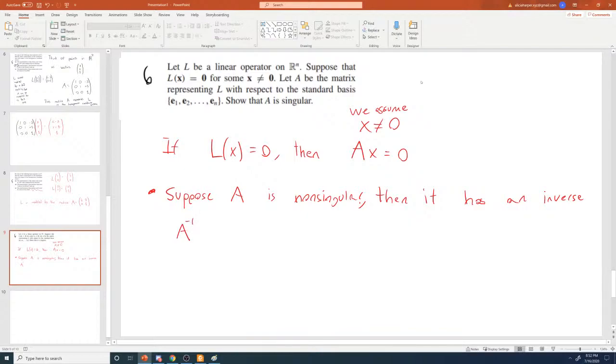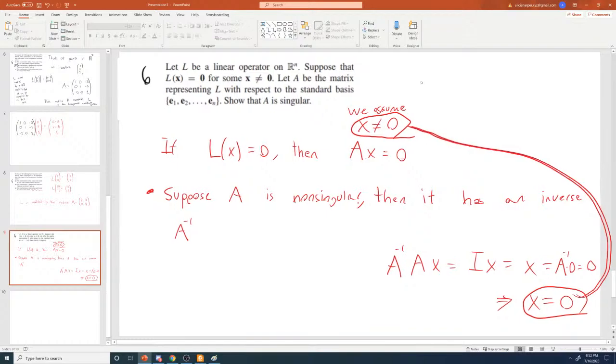And what we can do is take Ax equals 0 here and multiply it by A inverse. And we get A inverse times Ax is equal to the identity matrix times x, which is equal to x, which is equal to A inverse times 0, which is equal to 0. So this implies that x is equal to 0. But this is a contradiction because we also assumed that x was not equal to 0. So these two facts contradict each other.